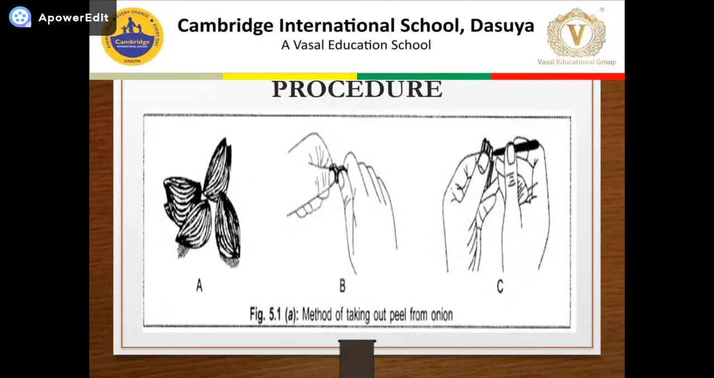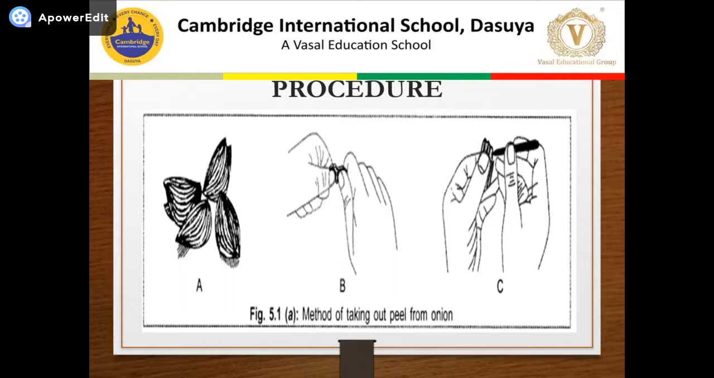First of all, we have to take a piece of onion. We have to remove its peel from the inner side with the help of forceps. Then we place this peel in water in a watch glass. We add some drops of safranin. And what is the purpose of this safranin? So that we can see all the parts clearly under the microscope, because the onion peel is transparent.